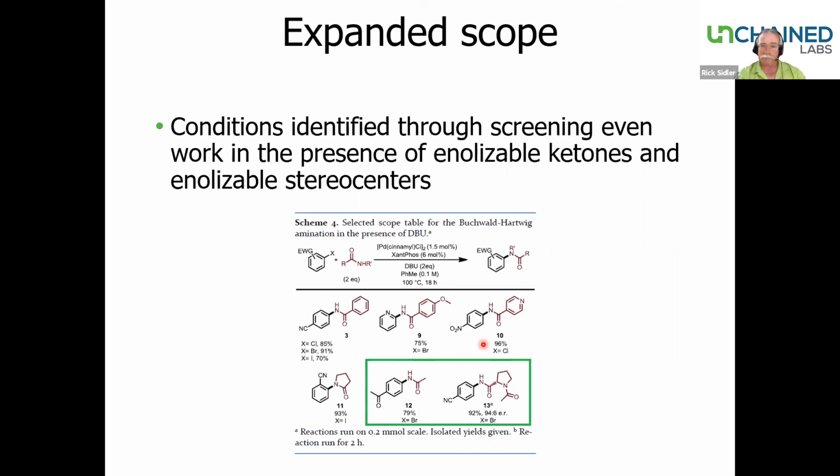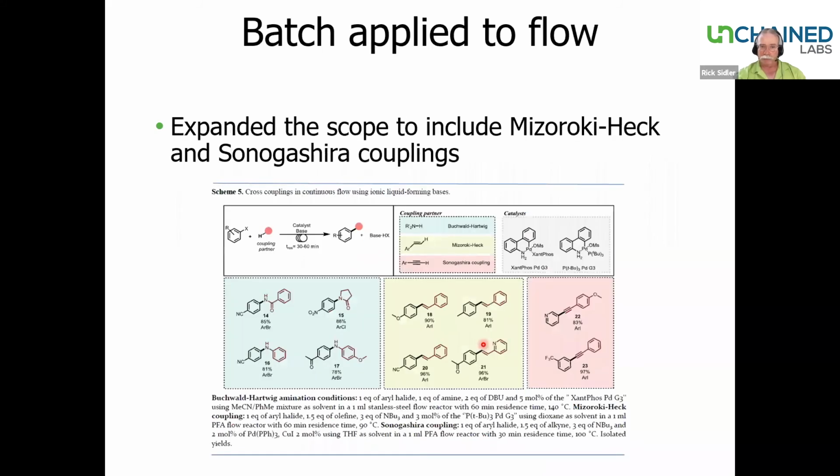Well, part of the reason for this screening was that they really wanted to be able to expand the chemistry to be able to perform Buchwald-Hartwig aminations in flow reactors. And so by using these soluble bases, they were able then to get these reactions to work in flow reactors, and also to expand it beyond just Buchwald-Hartwig coupling reactions, but also to include Mizoroki-Heck and Sonogashira couplings.